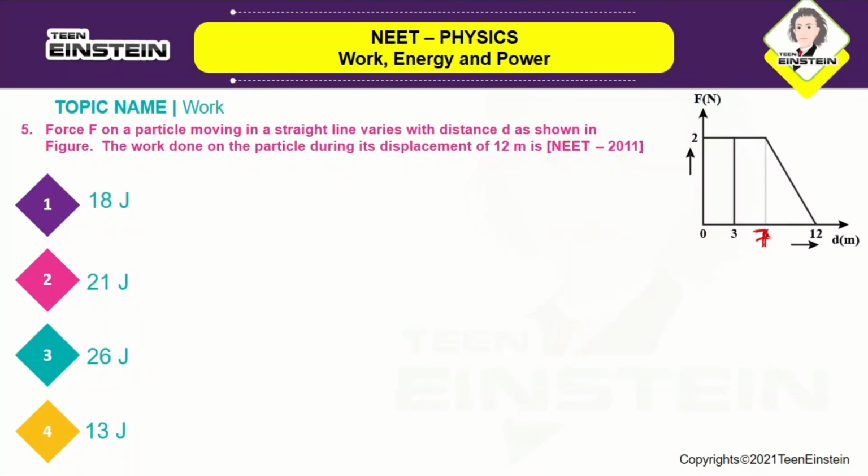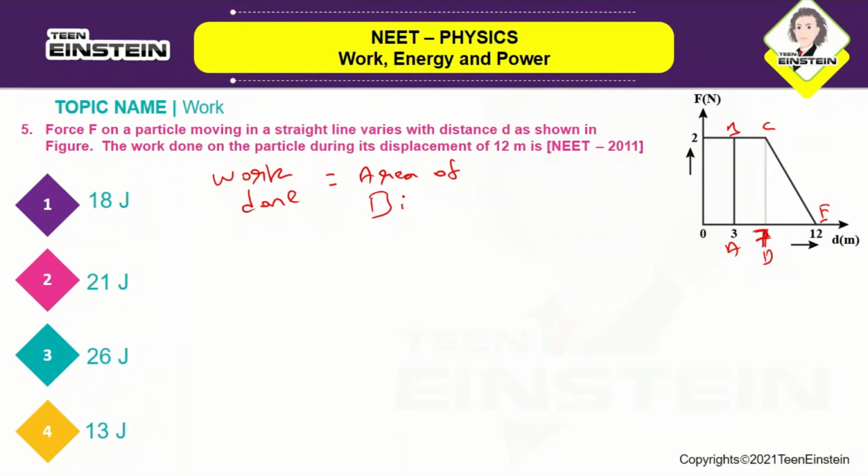The next question is, force F on a particle moving in a straight line varies with distance d as shown in the figure. The work done on a particle during the displacement of 12 meter is. Okay, so they have given a graph which is a variation of force with the displacement. So in x axis the displacement is given, and in y axis the force is given. They want us to calculate the work done. So work done can be calculated by measuring the area of this particular rectangle. Okay, so you can mark it as A, B, C and D, and this you can mark it as E.